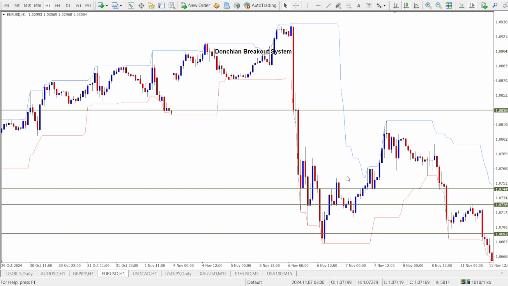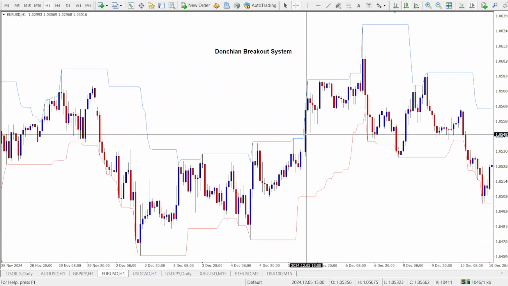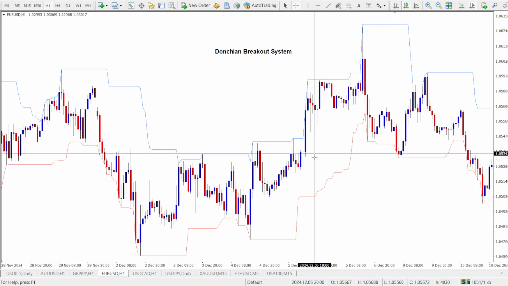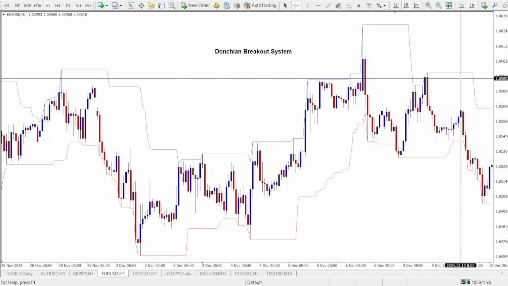Okay, whichever. So basically, once you get your entry confirmation, you can enter your sell, set your stop loss right above the breakout point, and target support levels for your take profit. And then in the case of a buy, once you enter a buy trade, you can set your stop loss below the breakout point and target resistance zones for your take profit.